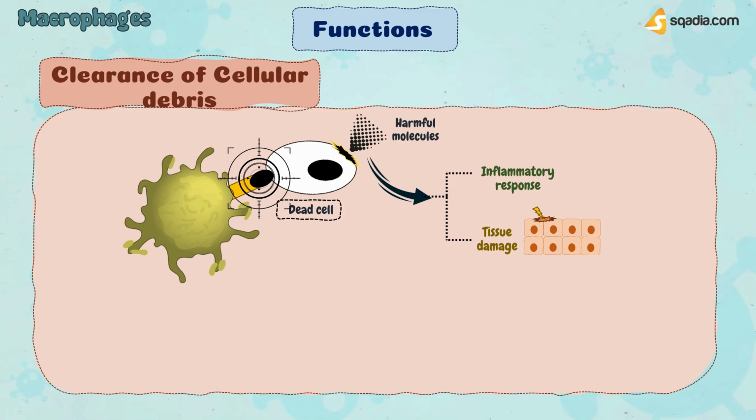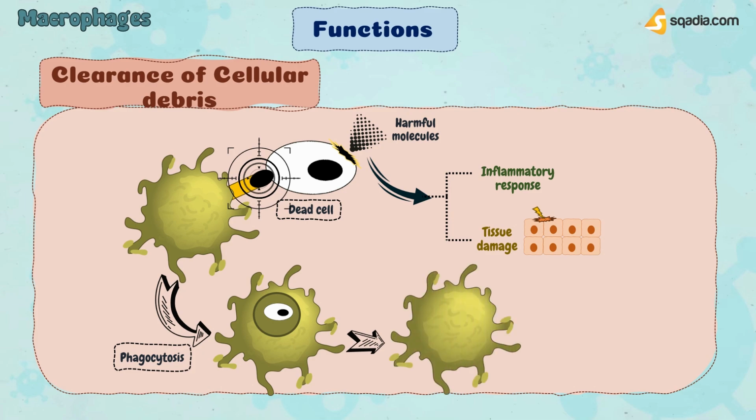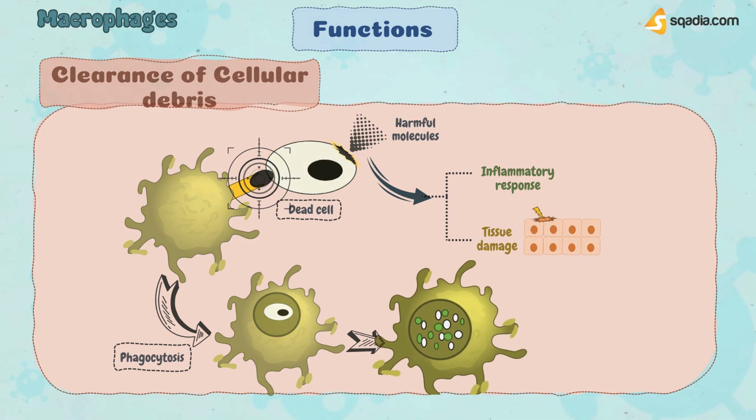So, once they recognize these DAMPs, again the process of phagocytosis begins, and thus they internalize these apoptotic or dead cells, effectively removing them from the tissue. Then inside the macrophages, lysosomal enzymes degrade the engulfed cellular components, neutralizing any potential harmful materials. In this way, it helps clear the cellular debris.